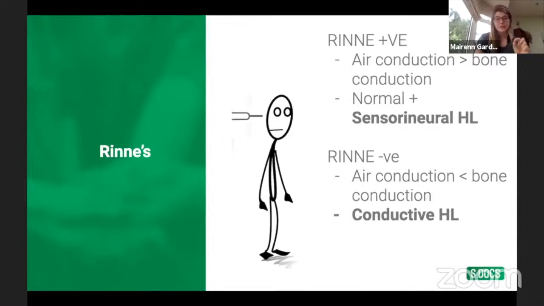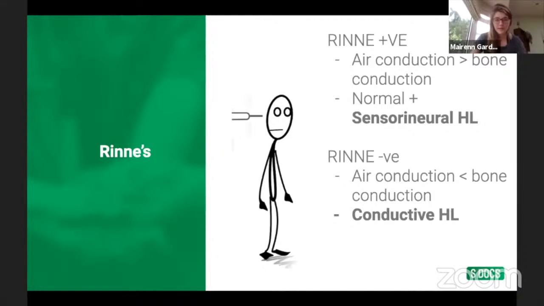However, in conductive hearing loss, because there's that problem in the outer and middle ear, air conduction will not be as good as bone conduction, and therefore when you move the tuning fork to in front of their ear, the patient won't be able to hear a sound.